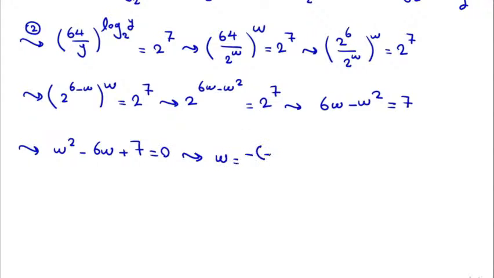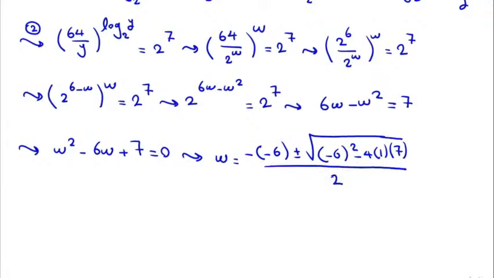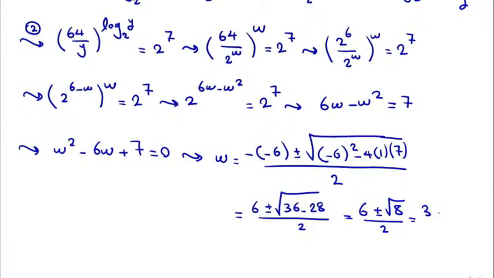W equal to negative b, negative negative 6, plus minus square root of negative 6 squared minus 4 times a times 7, all over 2a. You should memorize the quadratic formula. I released a video before the exam where I explain all these things. You can use that. 6 plus minus square root of 6 squared, 36, minus 4 times 7, 28, over 2. It will be 6 plus minus square root of 8 all over 2. And it will be 3 plus minus square root of 2 if you divide by 2.